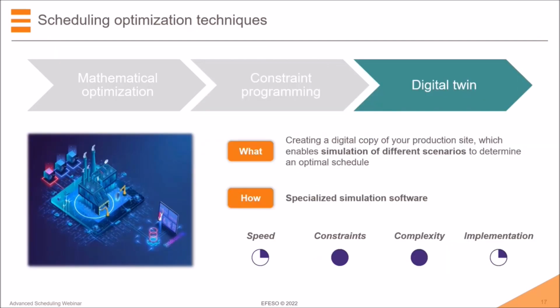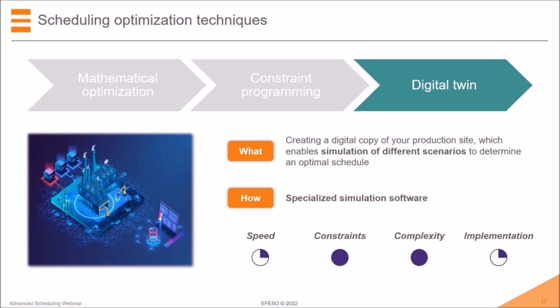Now, the last one is a digital twin. So for those who don't know, a digital twin is basically creating a digital copy of your production process in a simulation software. So that allows you to really run scenarios through the simulation and test the outcome without really doing it yourself. So that's why it's a digital twin.